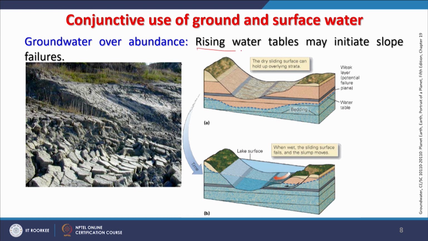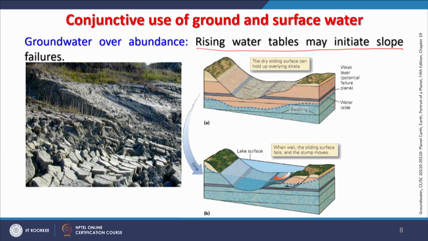Further, groundwater overabundance may be another problem, at only some places, because of certain circumstances. Rising water tables may initiate slope failure, and this can happen in some parts of mountainous terrain, or because suddenly there is a canal that is recharging your groundwater regime, and the water table is becoming quite shallow, and then it can create such problems also. So, with groundwater overabundance, a lot of groundwater is available, but it is not a very common phenomenon.